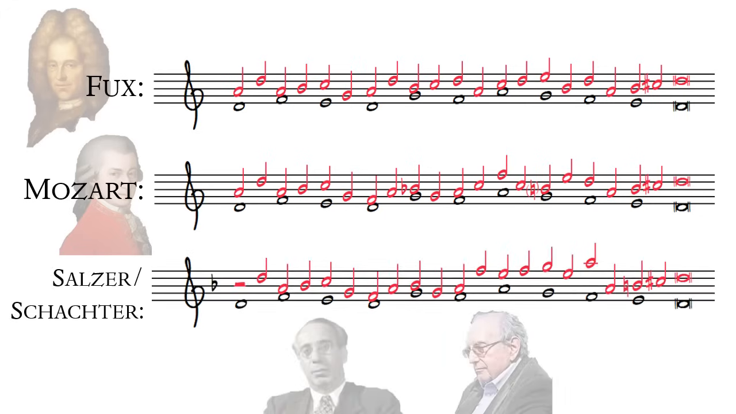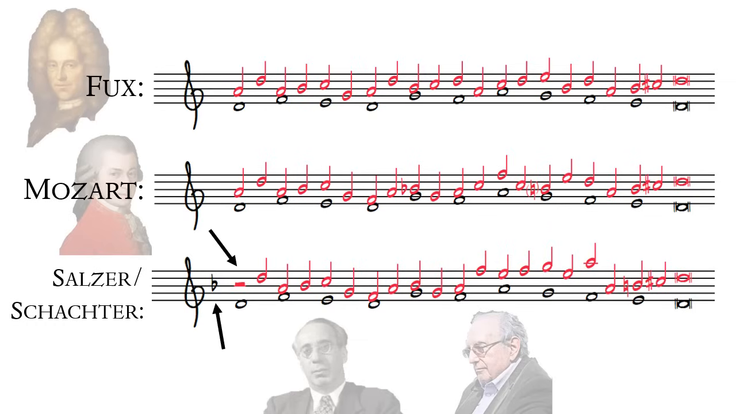Then, around 180 years after Mozart, Felix Salzer and Carl Schachter published a book on counterpoint that offers yet another way to compose a melody against the same cantus firmus. First off, they give the exercise a key signature of D minor, no more fussing around over modal theory. They also decide to begin with a half-note rest, which I think is a very clever way to avoid the problem of a redundant repetition of tones.